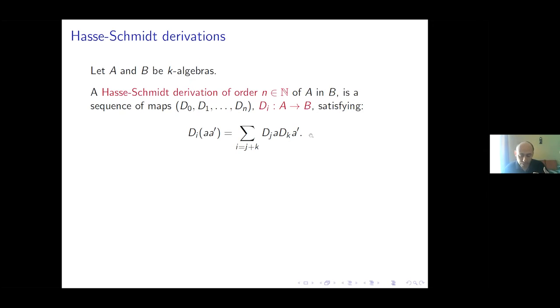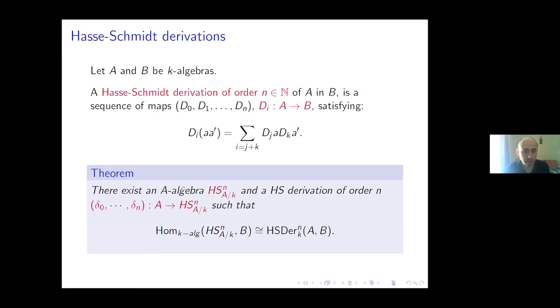Now, there is a dual object, which is called the Hasse-Schmidt algebra, and can be described as follows. There exists this algebra, which we denote like this, and a Hasse-Schmidt derivation, which we call the universal Hasse-Schmidt derivation, from A to this algebra, such that any Hasse-Schmidt derivation from A to B factors through this algebra. So dual in this sense, exactly like happens with classical derivations and the module of Kähler differentials.